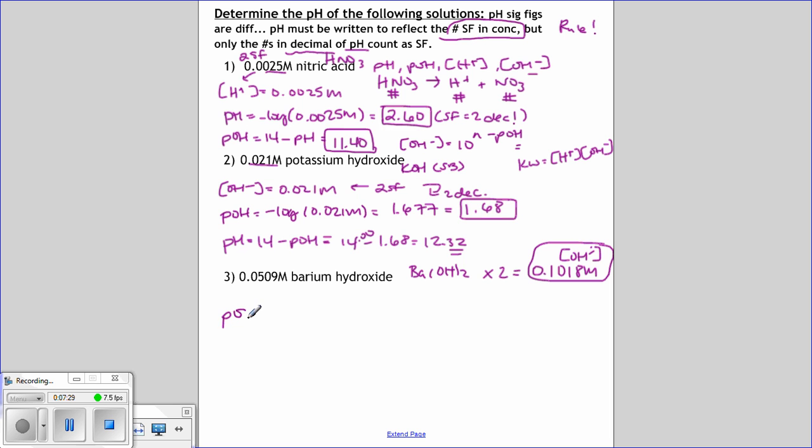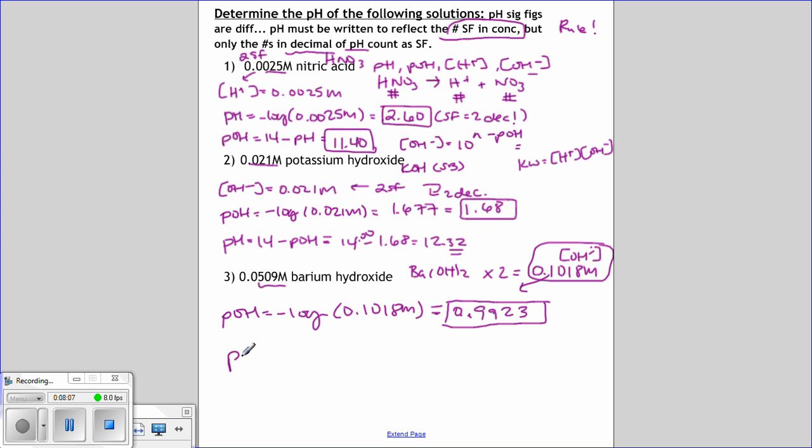We get our pOH by taking the negative log of 0.1018, and that number is 0.9923. I see 3 sig figs here because of the concentration, but when I multiply the OH concentration by 2, that's 4 sig figs. So I'm going to be safe and keep my 4 sig figs here, because this is technically the concentration of the hydroxide ion. I would give you some flexibility. If you put the 3, I would understand.